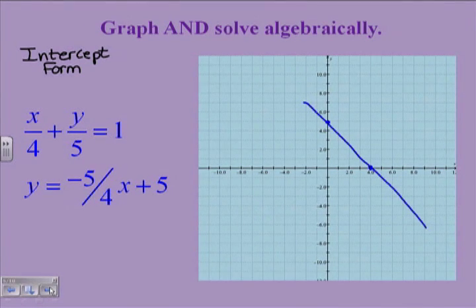Now let's graph this second guy. He's in slope-intercept, so I'm ready to go. And he also has a y-intercept of 5, doesn't he? And he has a slope of -5/4, so I go down 5 and to the right 4, and we end up, very strangely, with the very same line. What?